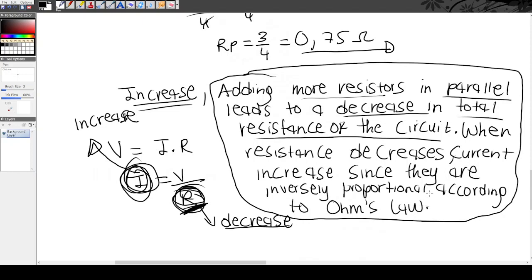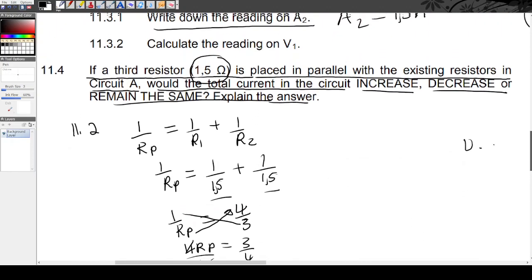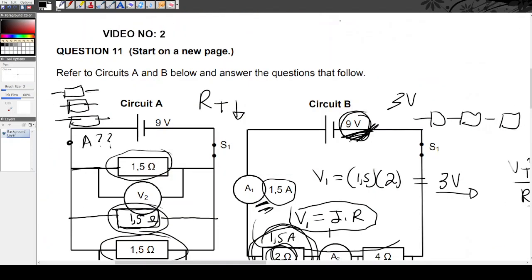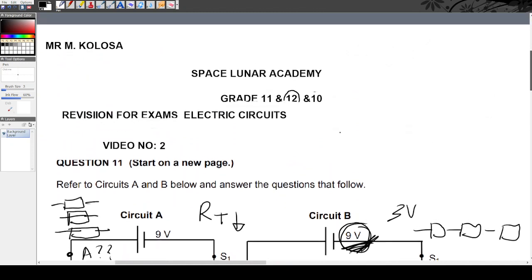When you add more resistors in parallel, you are reducing the total resistance of the circuit. And if you reduce the total resistance, it means current will increase. Why? Because current and resistance are inversely proportional. This means that if current goes up, resistance goes down. If resistance goes down, current goes up. Hope it makes sense. So this is all for this video, because this was the last question of this circuit, the last question on this video.